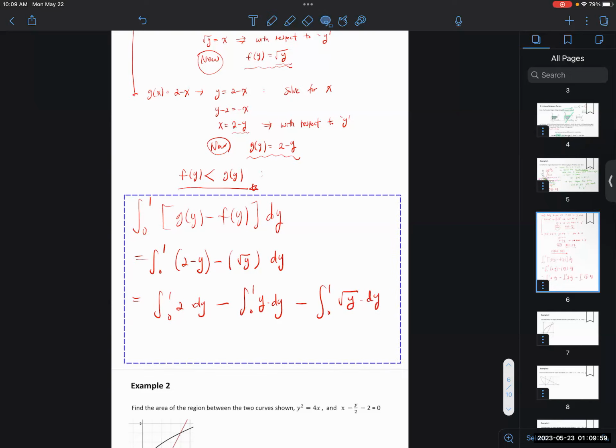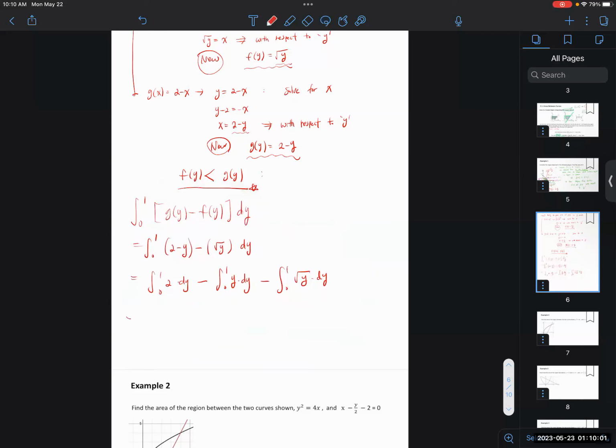Okay, and then we're going to take the integral. This is going to be what? 2y from 0 to 1, minus y squared over 2 from 0 to 1. And then if you take the integral, this is y to the 1 over 2, so y to the 1 over 2 plus 1, divided by 3 over 2, from 0 to 1.